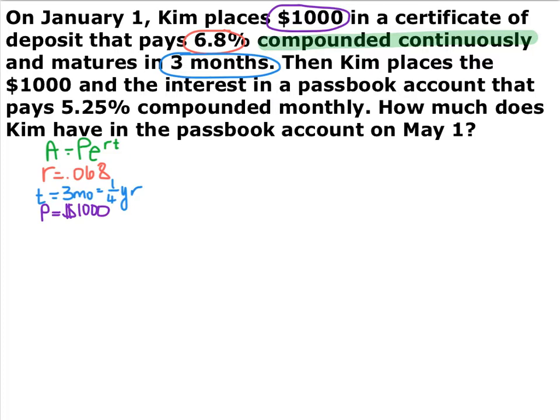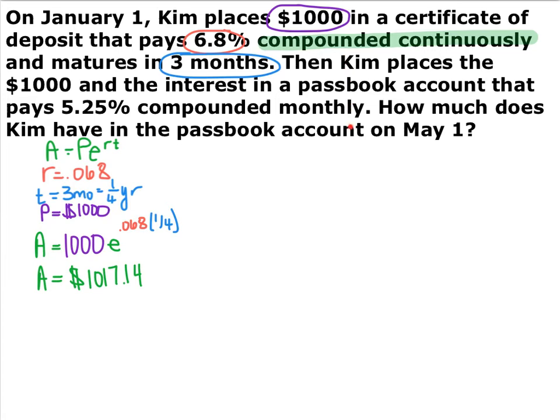The next part, Kim's going to take that money, whatever she earned after that 3 months, and put it into a different account. So what we should do first is figure out how much money she now has. So plug in all the information that we're given into our A equals PE to the RT. We know P, R, and T, E is just the constant, and solve for A. Plug it in your calculator. So after 3 months, Kim's $1,000 turned into $1,017.14.